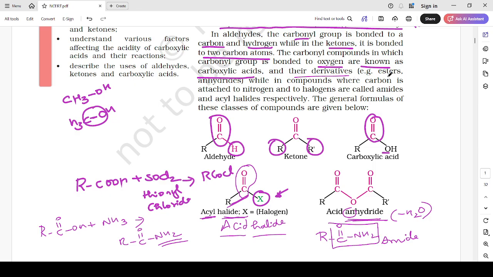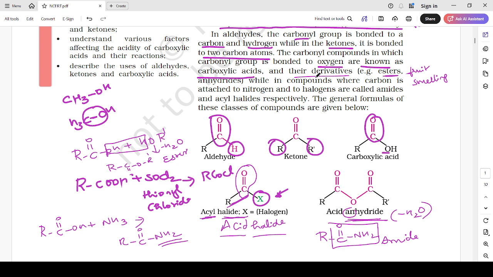And their derivatives, esters. What are esters? I'm having carboxylic acid, and I'm treating it with alcohol, R-OH. Remove water. What will you have? RCOOR dash. This unit is called an ester. Esters are usually fruit smelling. They give a very nice smell.